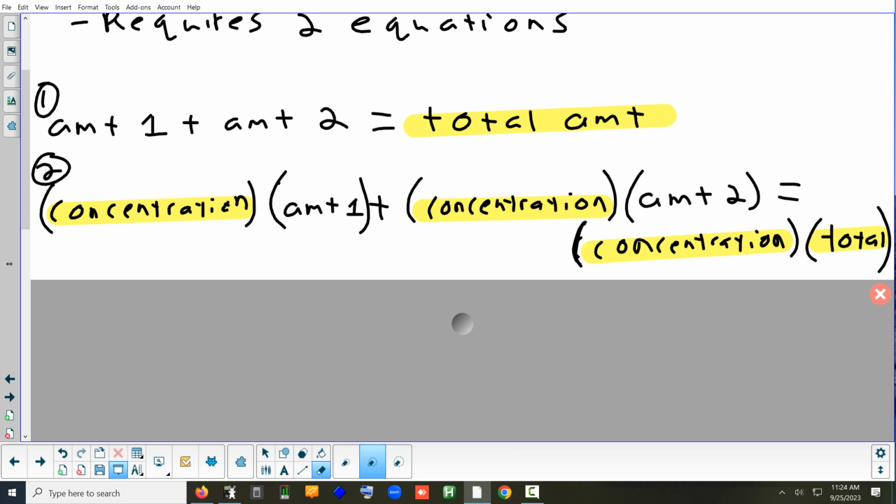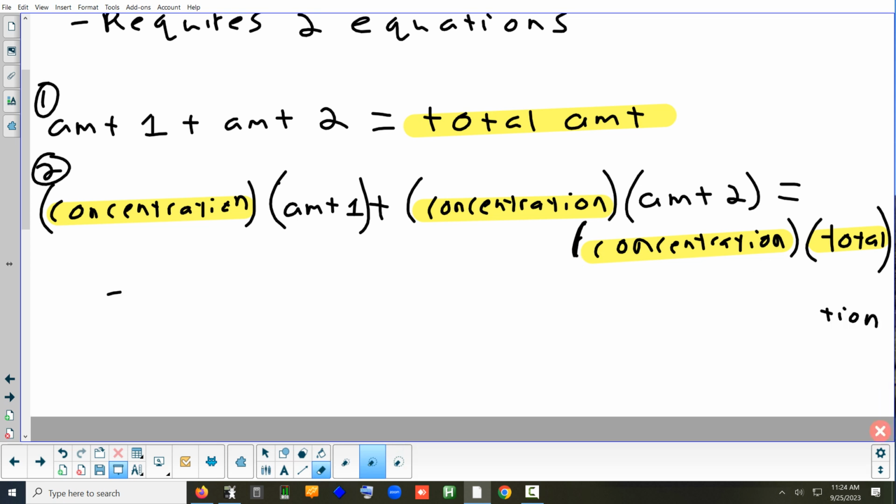Okay, let's try an example. First, I'll make sure people have those two equations. Yeah.